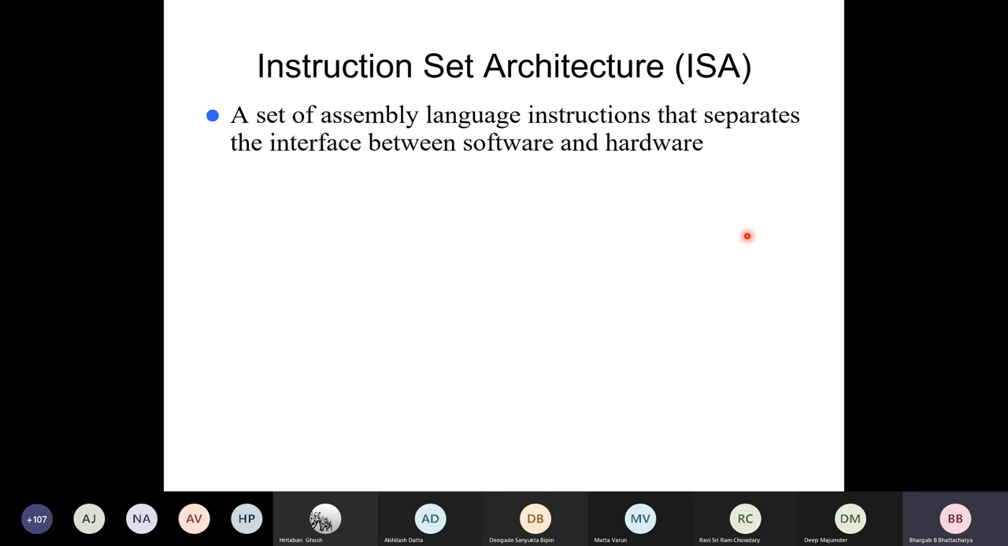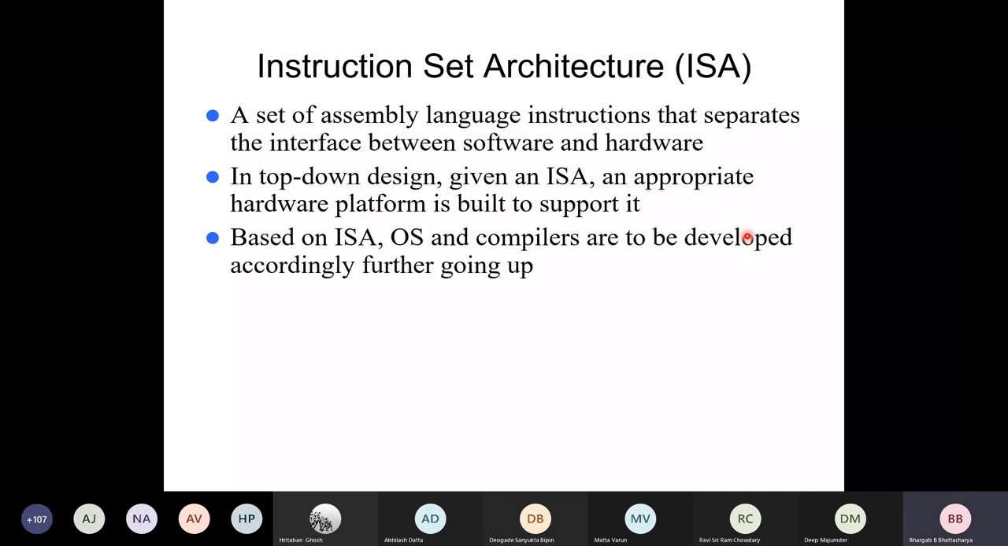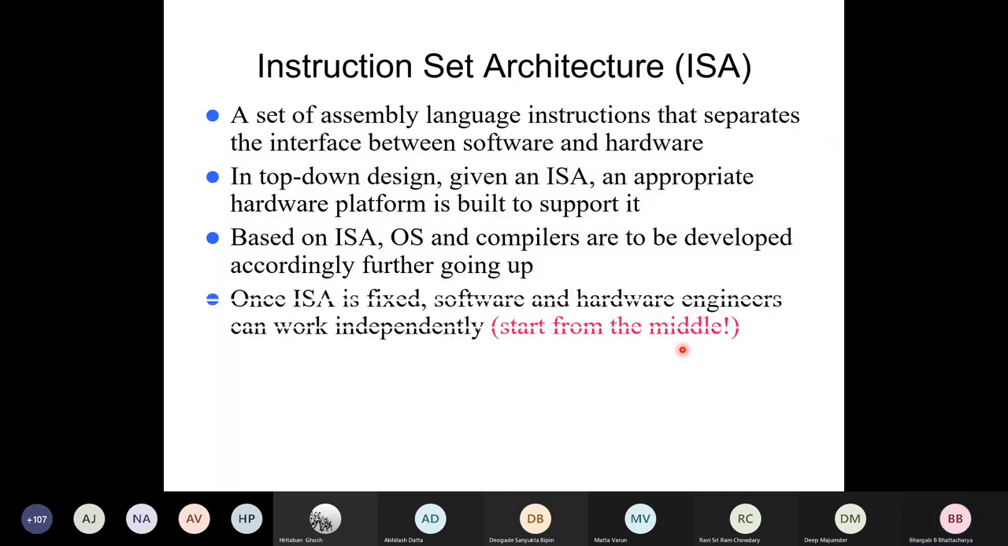So the instruction set architecture is the set of assembly language instructions that forms the interface between the hardware and software. So in top-down design, we start from the instruction set architecture, and then the appropriate hardware platform is built to support it. Based on the instruction set architecture, the software engineers can develop the upper layer software, and accordingly you may go further up.